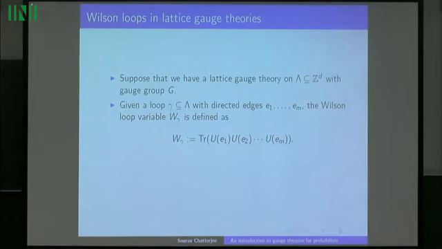Sometimes you take the real part of this trace. Both of these are called Wilson loop variables. Either you take the real part of the trace or just the trace. It doesn't matter so much.